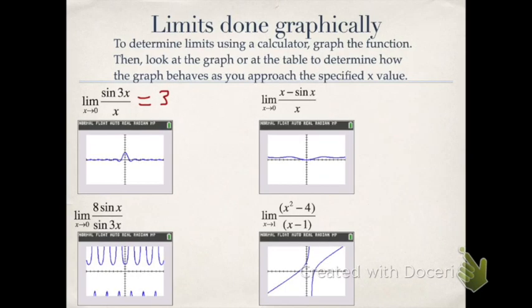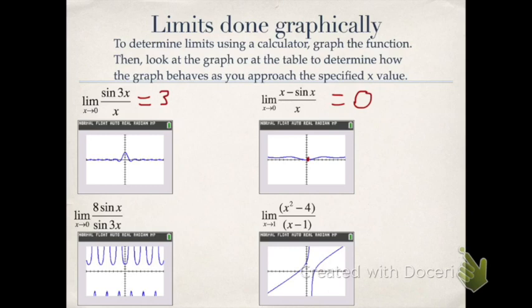Then we have the limit as x approaches 0 of x minus sine of x over x. Again, I graphed this. My scale is by 1s. And if you look at this one, as we go through 0, we're at 0. So the limit here is 0. All you're going to do with these is graph them and see what happens.